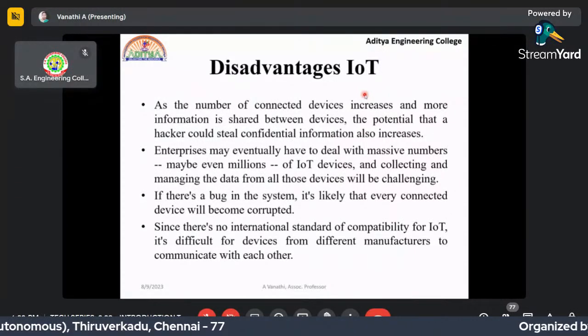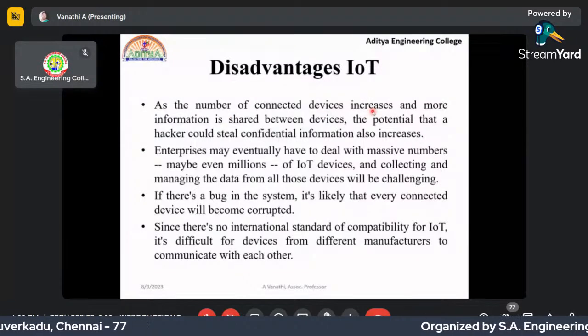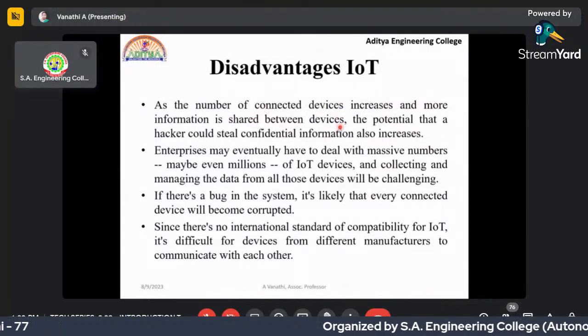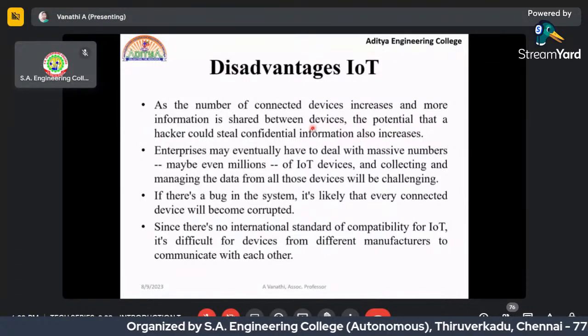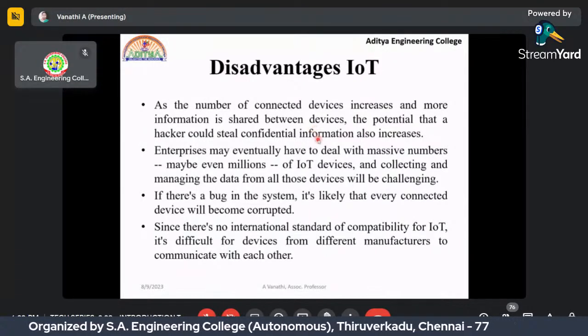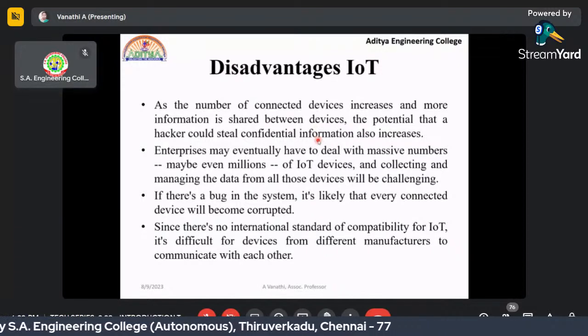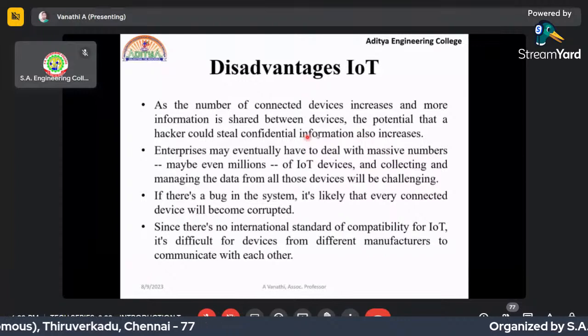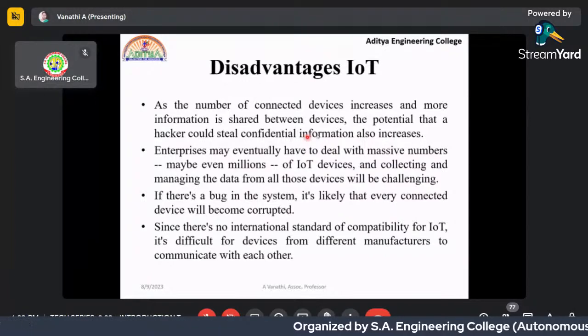As the number of connected devices increases, data is shared between the devices, which increases the chance of data theft. It gives a way for hackers to get the information easily, steal it, and make it publicly available. That is the main threat to the Internet of Things.